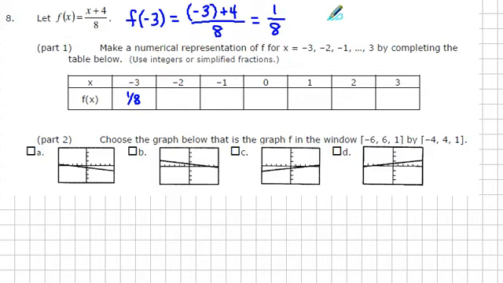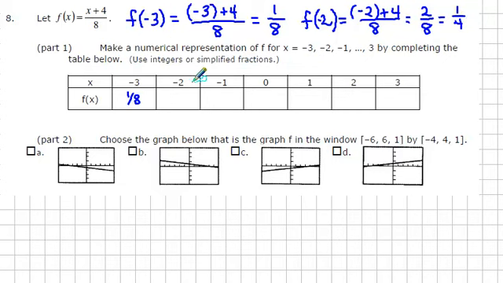To find f of -2, use the same process, substitute -2 for each x, and we get (-2 plus 4) divided by 8, and that is equal to 2 over 8, which reduces to 1 over 4. So when x is equal to -2, f of x is equal to 1/4.